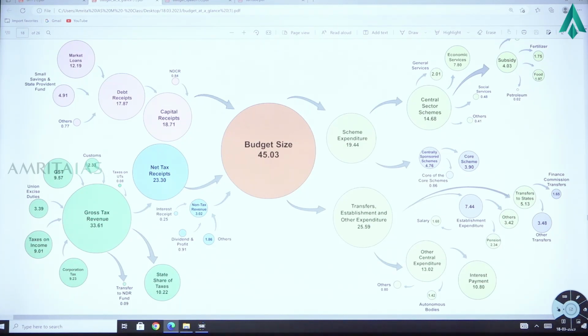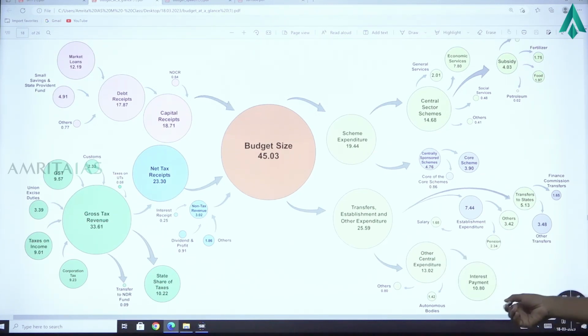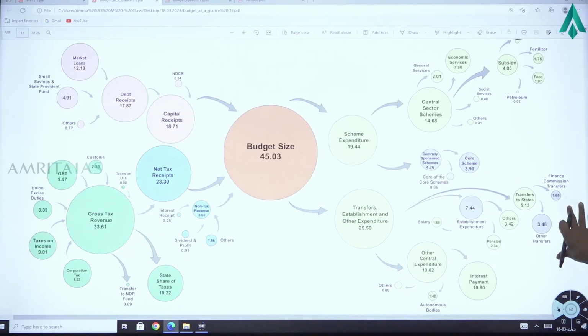Okay. Again, when it comes to spending, transfers, scheme expenditure, central sectors. Where is your interest? This is your interest. See, last year they put 10 lakh crore. Okay. So I think now you got some idea of how this money comes and goes. This will help you a lot in understanding many things.